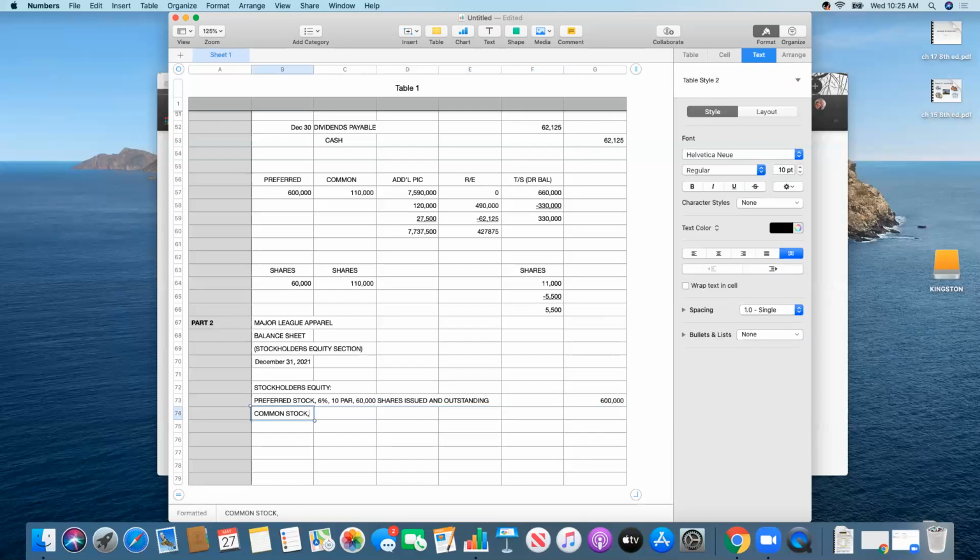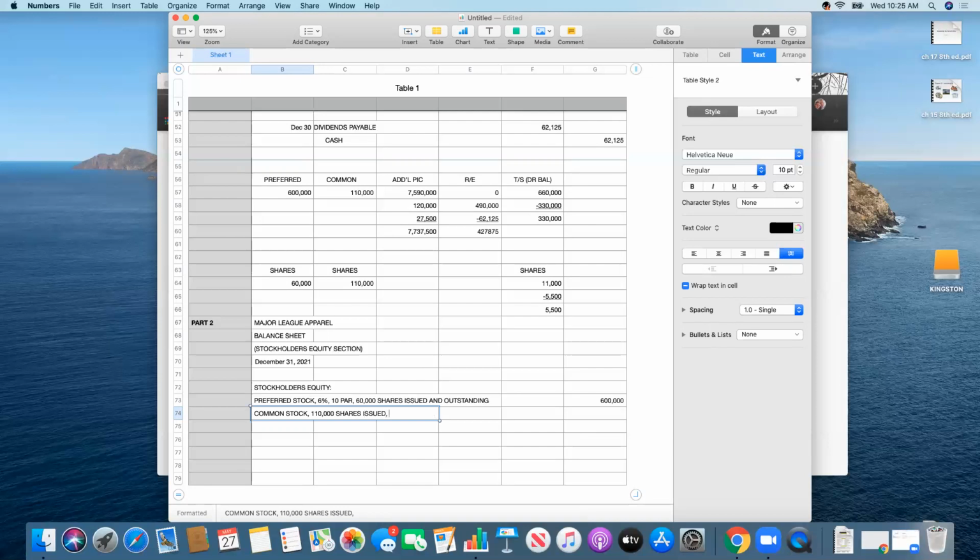Common stock. Now remember, we don't express dividend on a common stock because that dividend can change all the time. Preferred, it's always going to be 6% of par value. Always. So we don't put a dividend for the common, but we would put the shares authorized. We don't know. 110,000 shares issued.